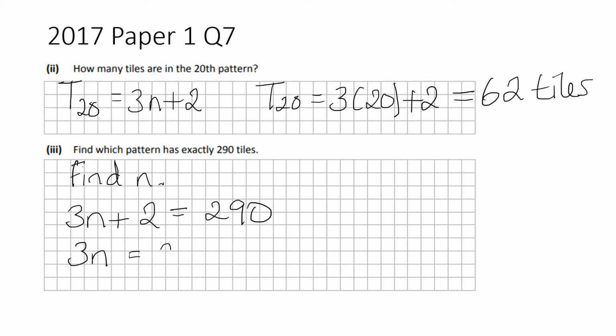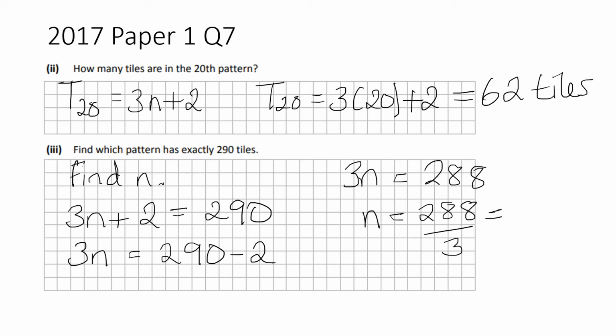So 3n is equal to 290 minus 2. So that means that 3n is equal to 288. And then all we have to do, if 3 times the number gives me 288, is divide 288 by 3, and that will give you your value of n. So n is 96, so it's your 96th term. If you want to check that answer, put it into your formula of 3n plus 2, so 3 times 96, add 2, and you should come out with an answer of 290. So that question there is worth 5 marks.